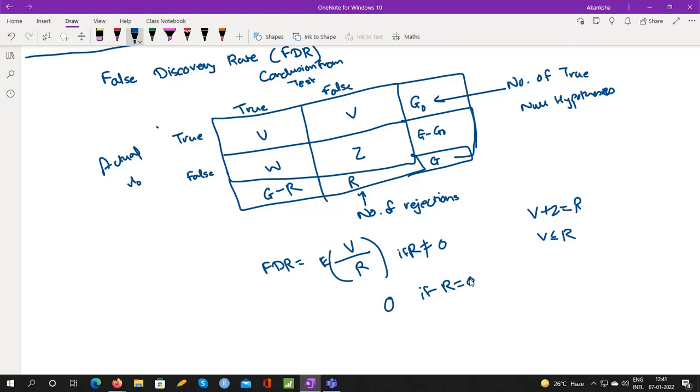Okay. So FDR is defined as expectation of V by R if R is not equal to 0, and it is defined as 0 if R is equal to 0. Okay so far? Is the definition clear of false discovery rate?